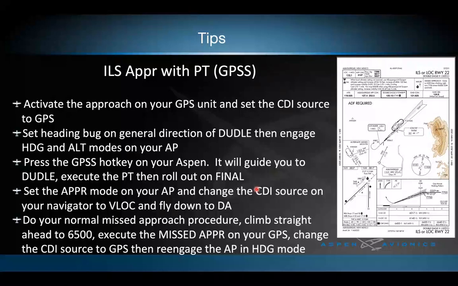You have to execute the missed approach. So you clean up the aircraft, initiate your climb. In this case, the autopilot's been disengaged. You climb up to 6,500 feet. You start your right turn to 7,700. And now you activate the missed approach on the GPS system. You change the CDI source to GPS. Very important. Then re-engage the autopilot in heading mode, and it's going to fly you right back to Dudley, enter the hold, and do exactly what that GPS tells it to do.